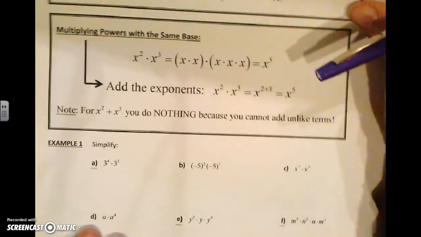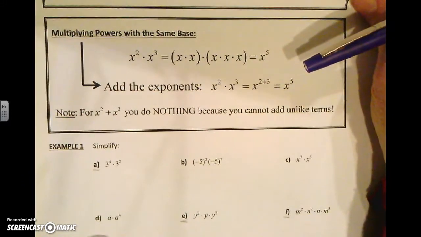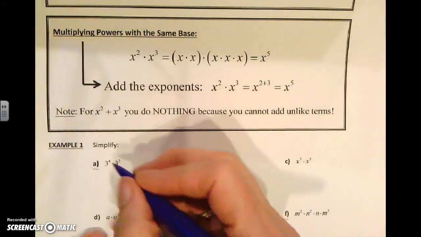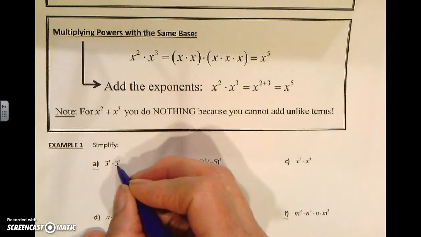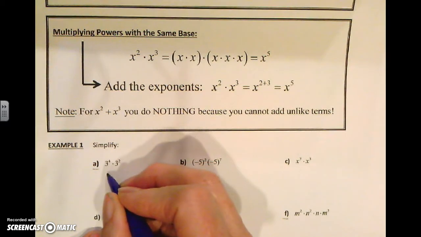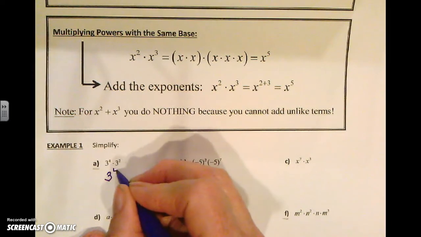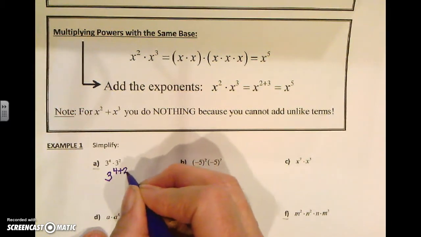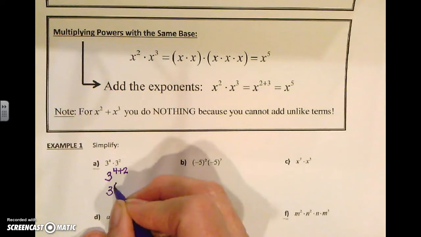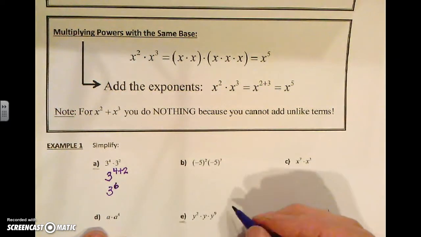All right, some examples. Here we have 3 to the 4th times 3 to the 2nd. So 3 is my base. So when I multiply, my rule says to keep my base the same and add my exponents. So 4 plus 2. So this would be 3 to the 6th.